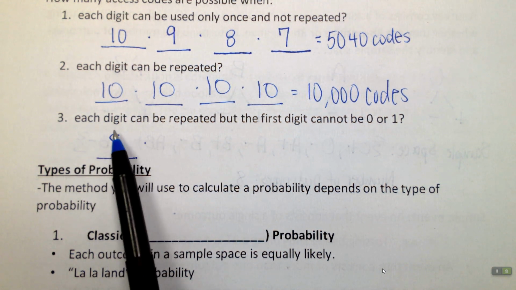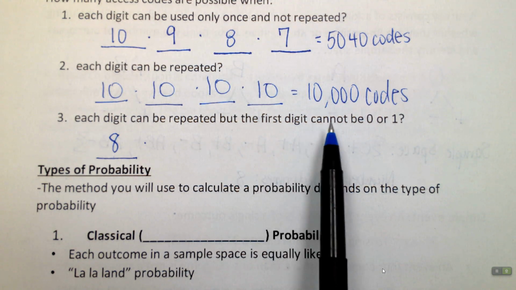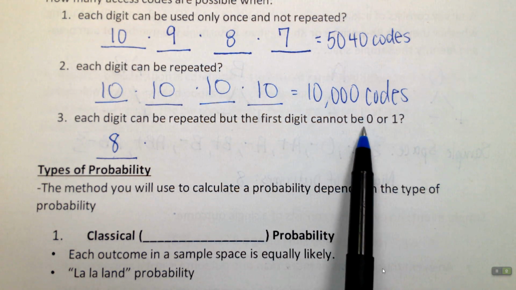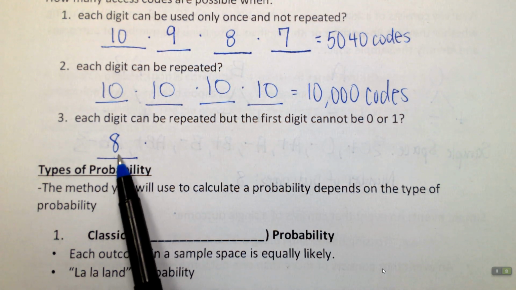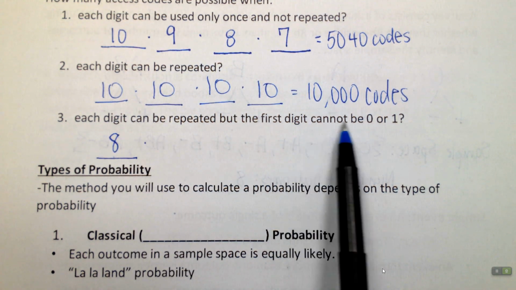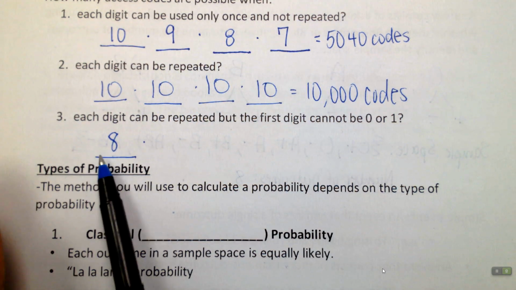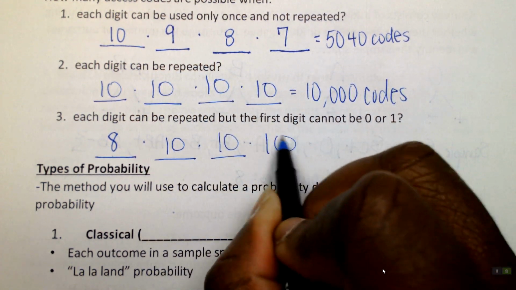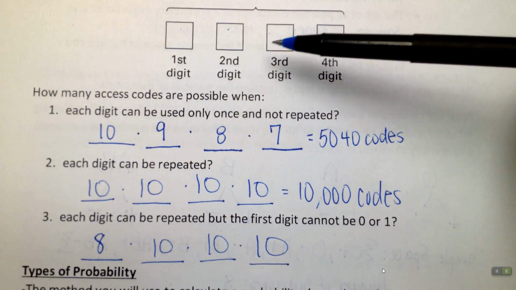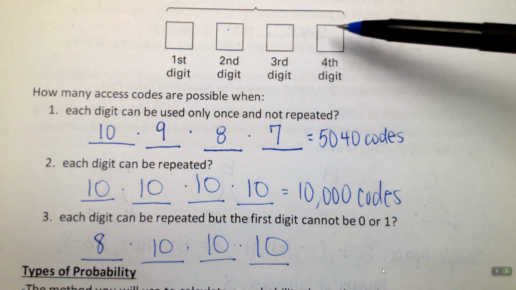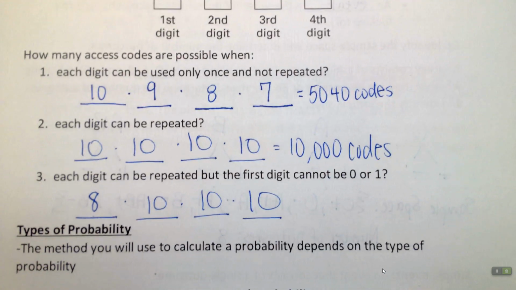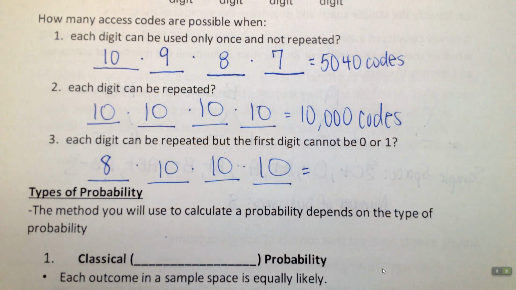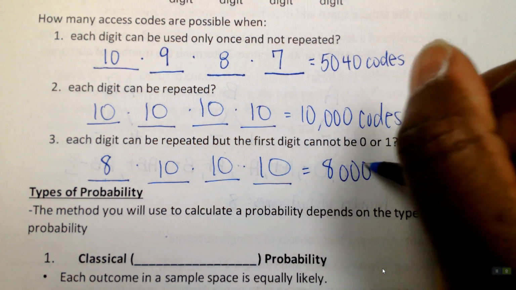They could have changed this problem and said each can be repeated, but the first digit must be 0 or 1. If it must be 0 or 1, then I only have 2 possibilities here. If it cannot be 0 or 1, we have the opposite of that, which is 8 possibilities. And then the other numbers, there were no restrictions. So for the second digit, the third digit, the fourth digit, there were no restrictions. Good, that is 8,000 codes.